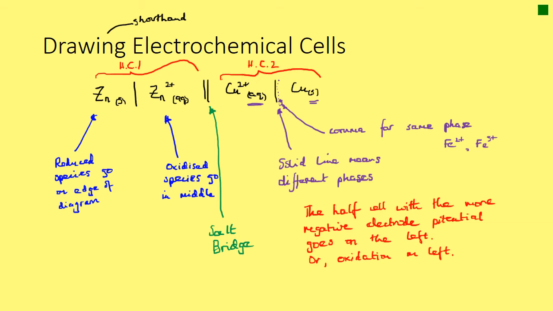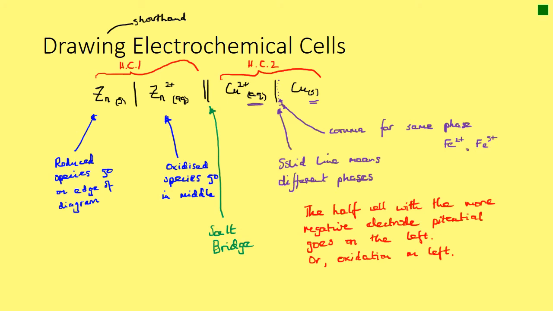Okay, so then I'm going to switch color again to, I don't know, this color, purple, so that we can talk about this vertical line here. The vertical line tells us that we've got different phases here. So we're separating different phases. If you notice, we've got aqueous on one side and solid on the other side. And if that is the case, then we draw a solid line, and if that wasn't the case, we would draw a dotted line.